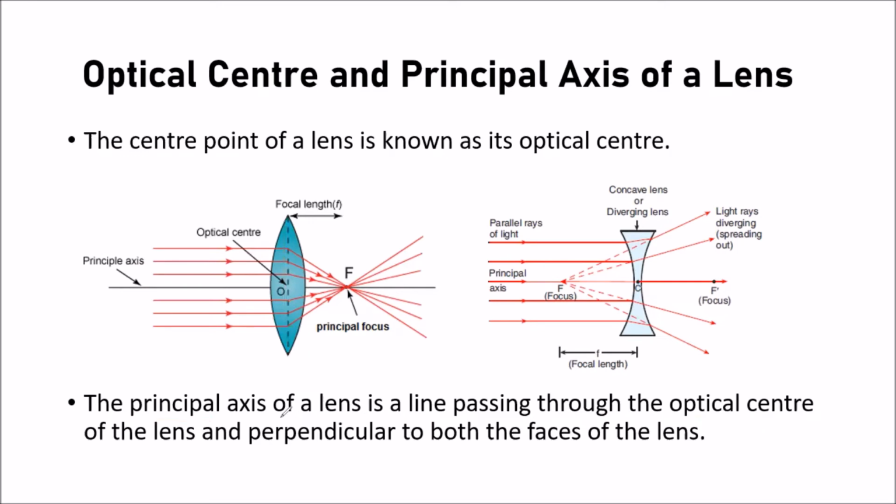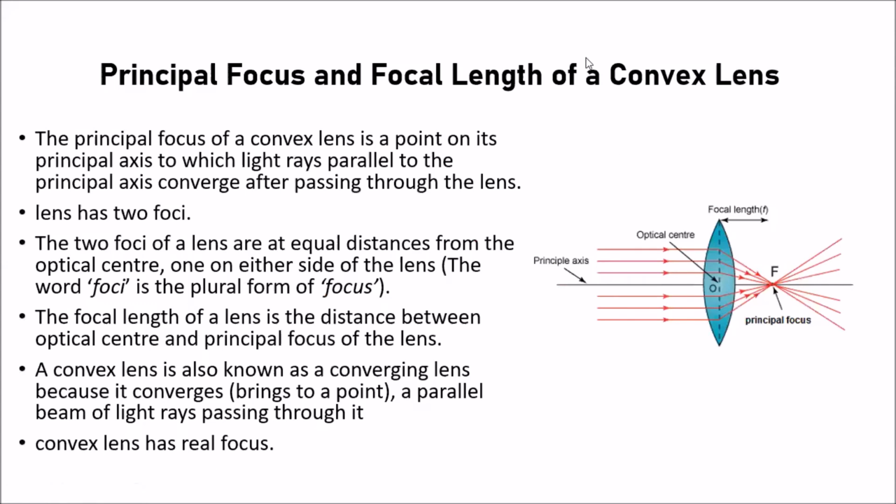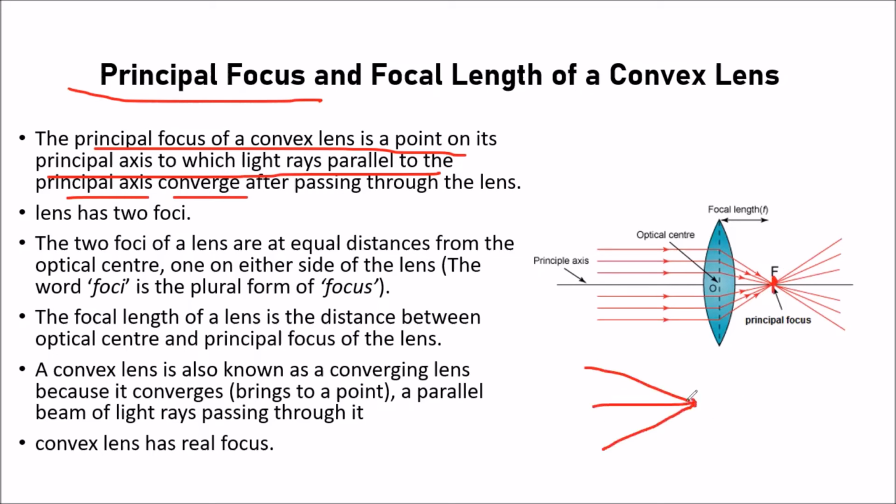Going ahead with the next term, we'll go individually, first for convex lens and then we'll go for concave lens. So principal focus, the point at which light rays are converging after refraction. For a convex lens, it is a point on the principal axis to which light rays parallel to the principal axis converge. Converge means they come and meet. This is the meaning of converge. Light rays are meeting at a single point.